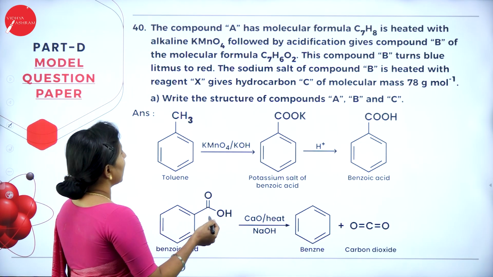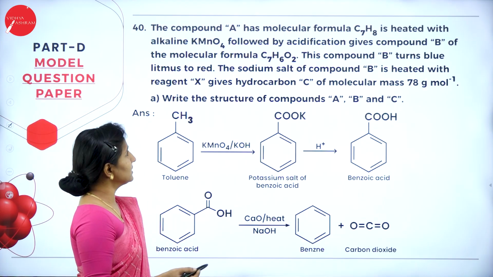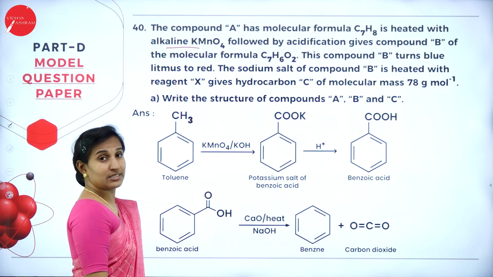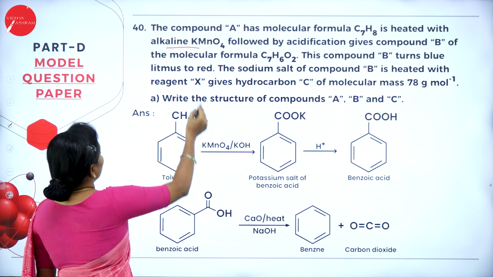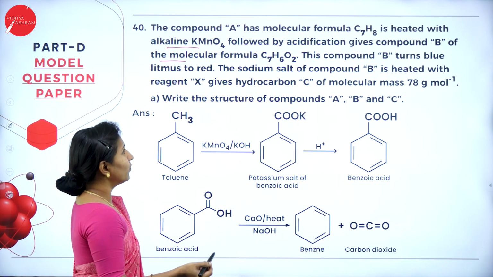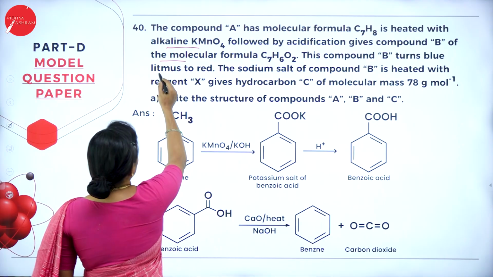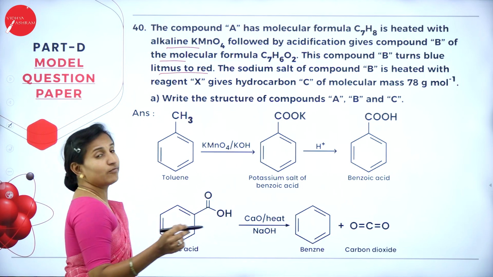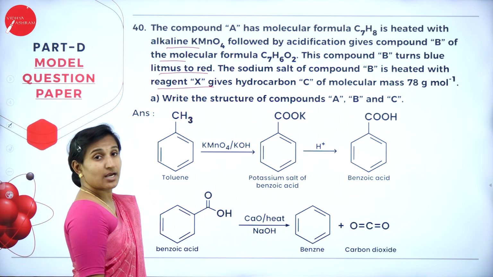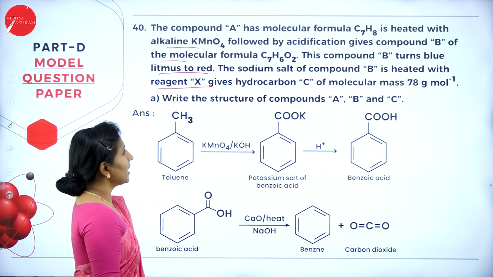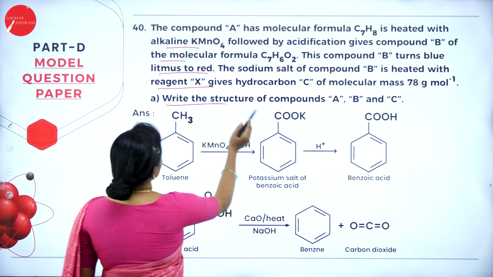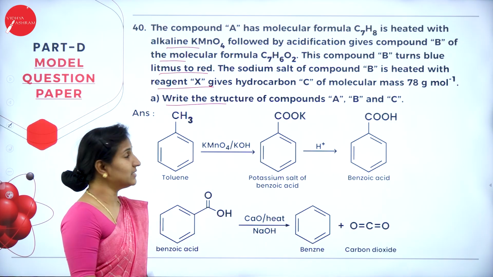The compound A has molecular formula C7H8. It is heated with alkaline KMnO4 followed by acidification, giving compound B with molecular formula C7H6O2. This compound B turns blue litmus to red. The sodium salt of compound B is heated with reagent X, giving hydrocarbon C. The molecular mass is 78 gram per mole. Write the structures of the compounds A, B and C.